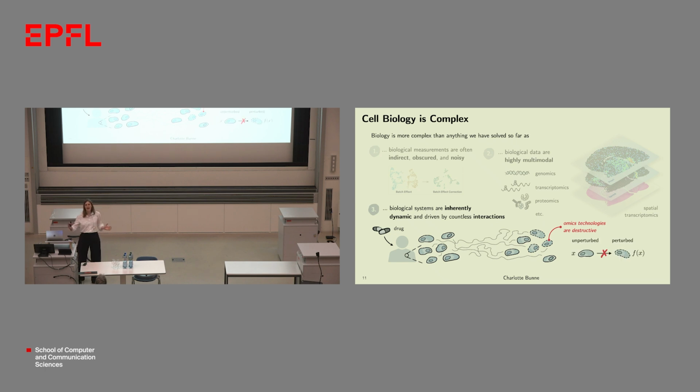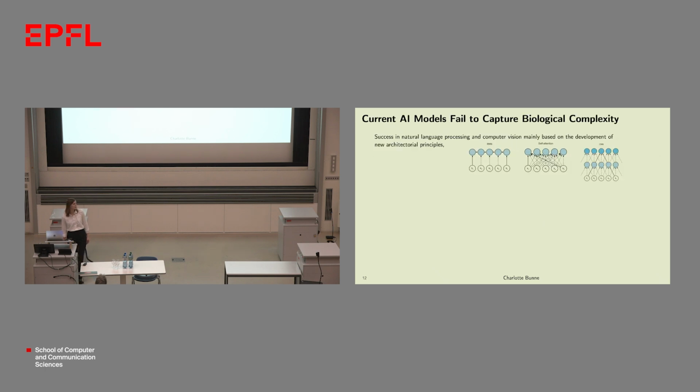This entire AI dogma, I have an X and I predict the F of X, and I have aligned pairs, is something we are never provided with, except in a few cases. So we need to rethink the way we design algorithms to really make them work for biological data.